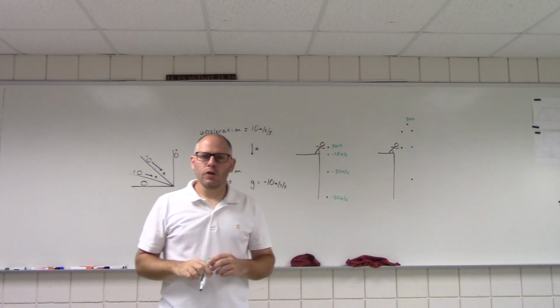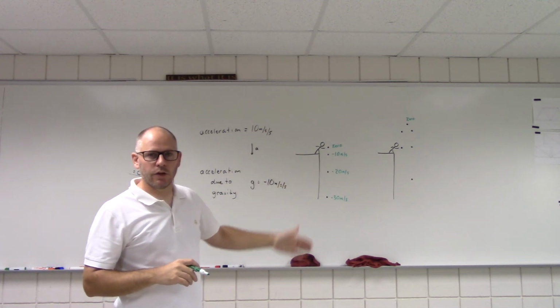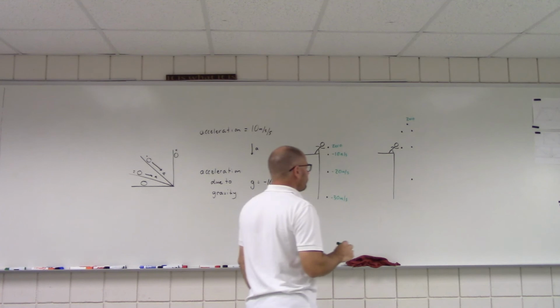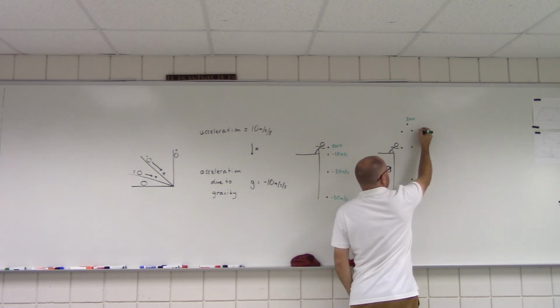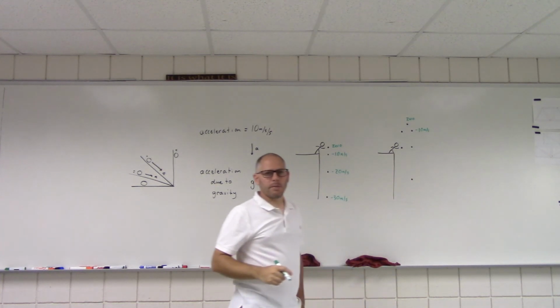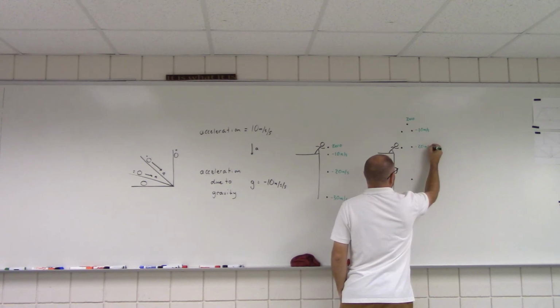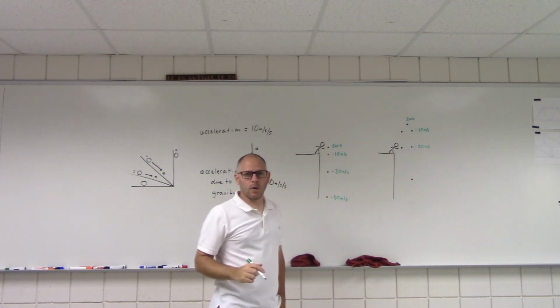So what did the velocity have to be just before, and what is the velocity just after? Well, if it was 0 and then it starts to fall, we know it had to be negative 10. Negative 20.